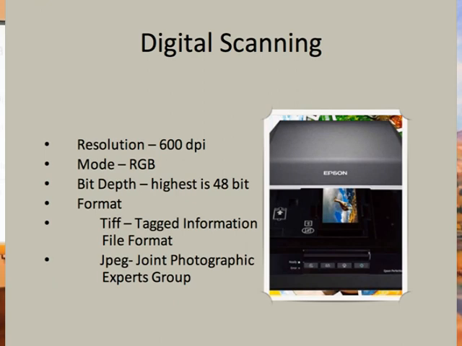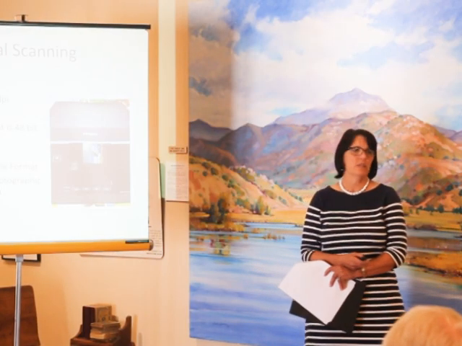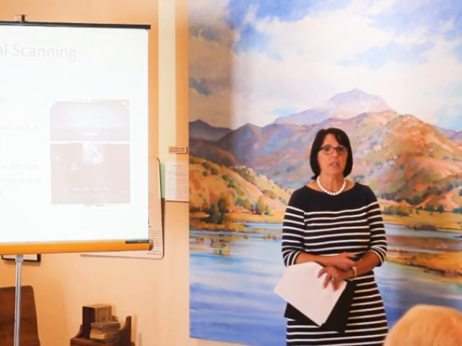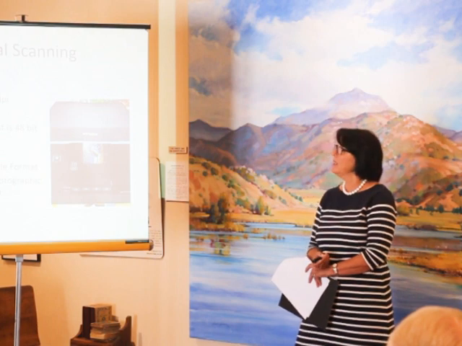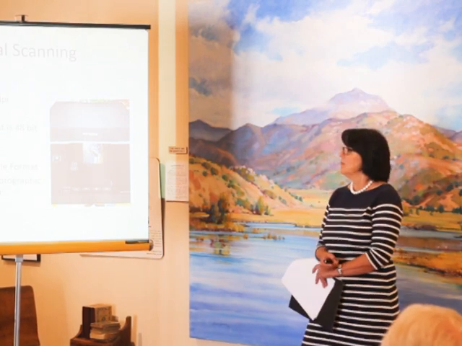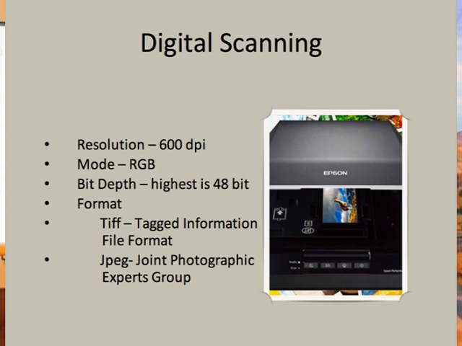The mode, it's always RGB. There are options for grayscale, black and white. You want RGB, that's a three color channel. R is for red, G is for green, and B is for blue. And the bit depth, that is the amount of information that is available on each channel.